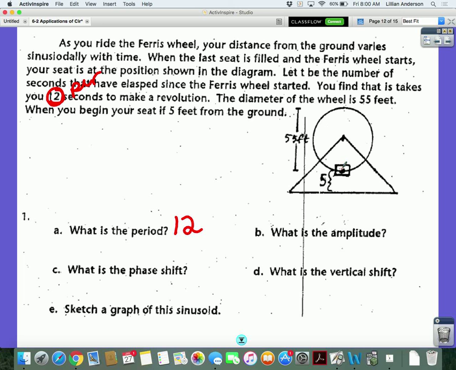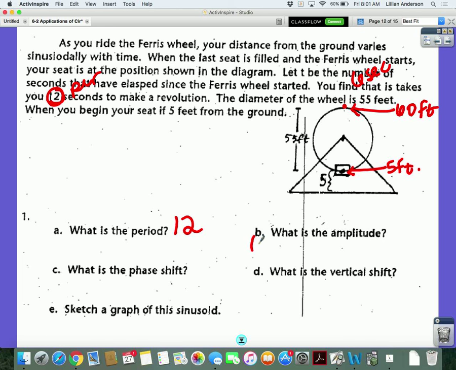Well, if we think about it, when we get up here to the very top, it's going to take half of the period. So first off, it's going to take us 6 seconds to reach the top, since it takes us 12 seconds to go around all the way at once. And then on top of that, we're at a height of 60 feet, because the diameter of the wheel is 55 feet and we're 5 feet off the ground. This 5 feet would represent our minimum.